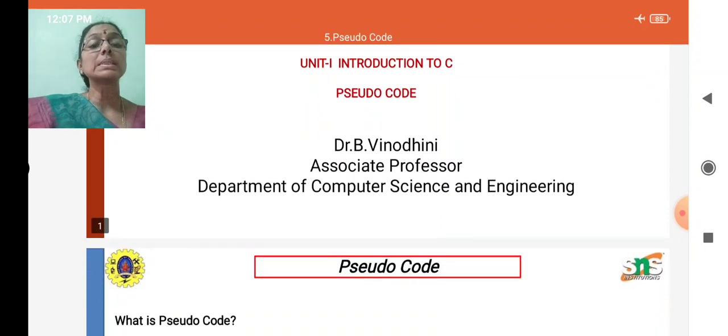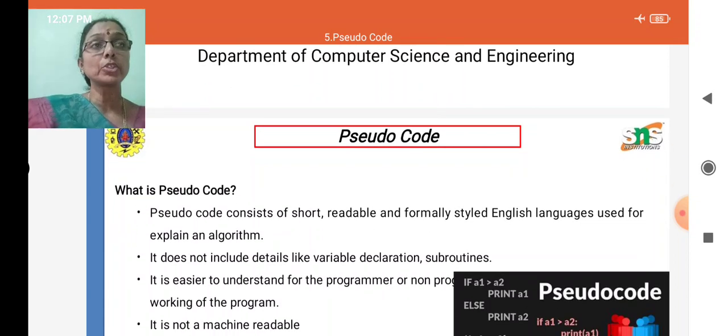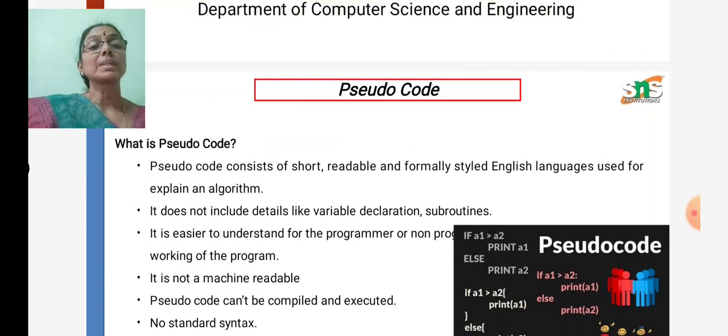Pseudocode is nothing but a combination of an algorithm and a programming language. It is an intermediate between the algorithm and the programming language. Pseudocode consists of a short, readable and formally styled programming language. It is English language used to explain an algorithm, so it is not a programming language. It is English used to represent the given problem logic.